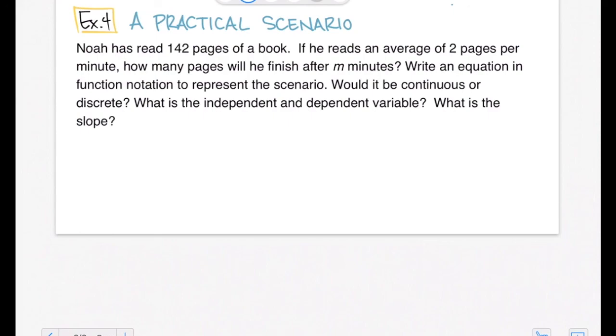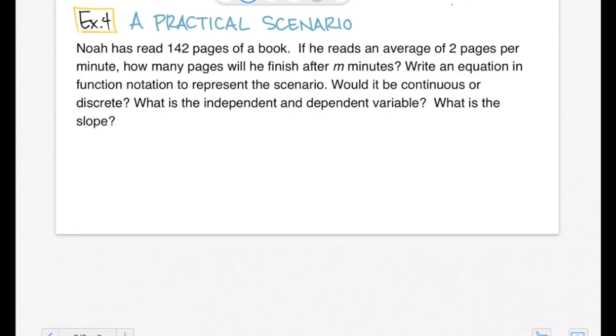So practical scenario is Noah has read 142 pages of a book. If he reads an average of 2 pages per minute, how many pages will he finish after m minutes? Write an equation and function notation to represent the scenario. Would it be continuous or discrete? What's the independent and dependent variable? And then finally, our new concept, what is the slope?